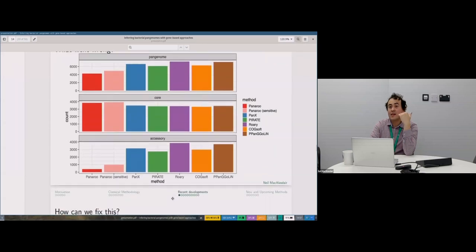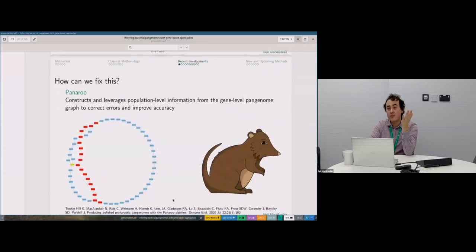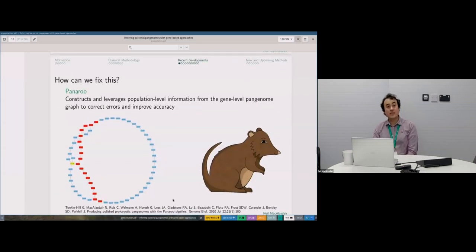And so that led us to work on developing Panaroo, which uses the same kind of principles that I've just discussed about how Rory works, using the assembly and annotation and protein clustering methods to generate the initial clusters, much like Rory. But it then uses population-level gene graph information to try and actively correct errors to improve accuracy.